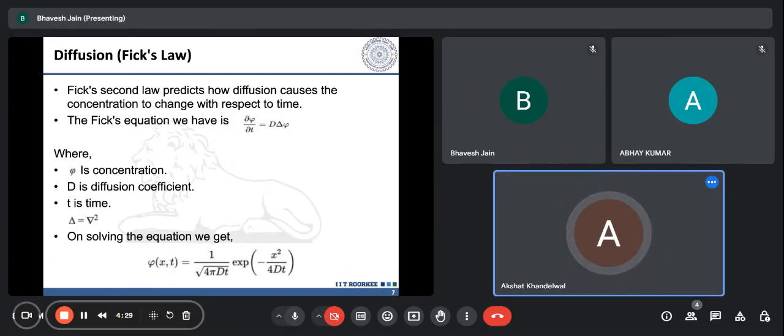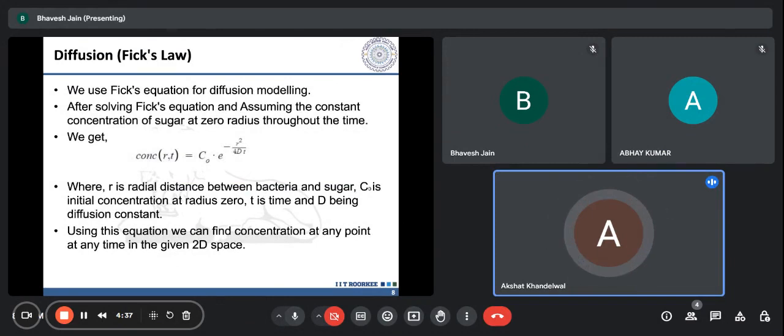On solving this equation, we can get the solution of Fick's law of diffusion, which you can see in front of you. In this, we assume that the concentration at the point where radius is 0 is constant. So after solving Fick's equation with this assumption, we get the concentration equals the initial concentration multiplied by exponential of minus r square by 4Dt, where r is the radial distance, c naught is the initial concentration of sugar, and D is the diffusion constant.